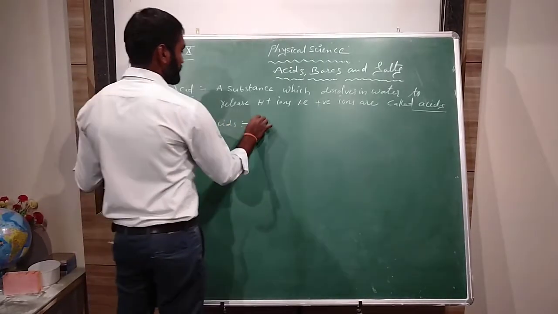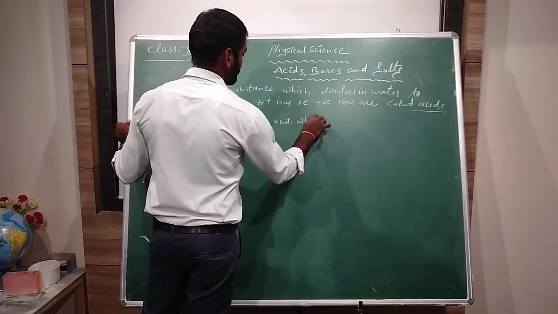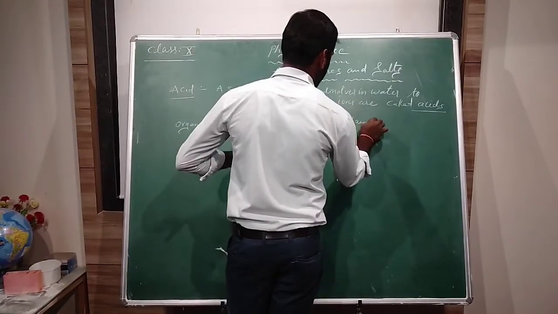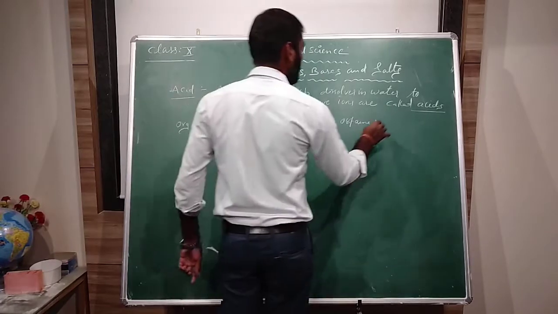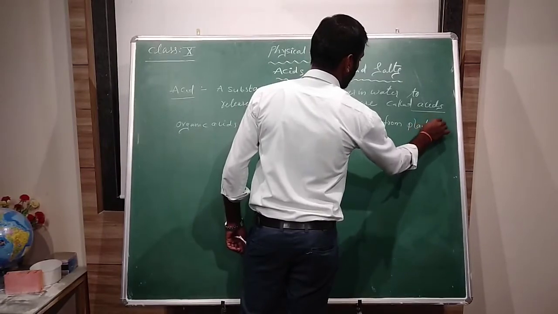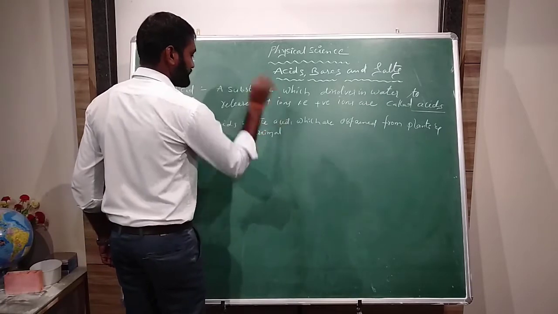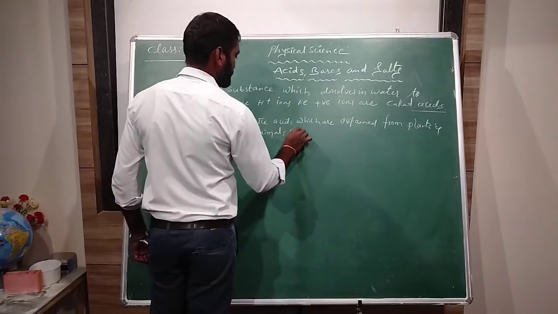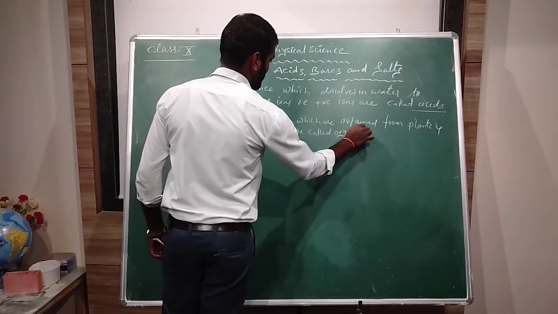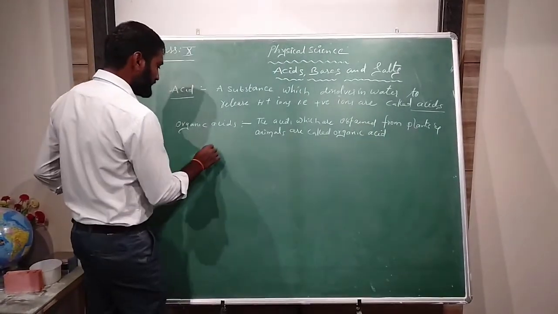So means the acids which are obtained from plants and animals, plants and animals are called organic acids. Organic acids. Example, you know of citric acid.